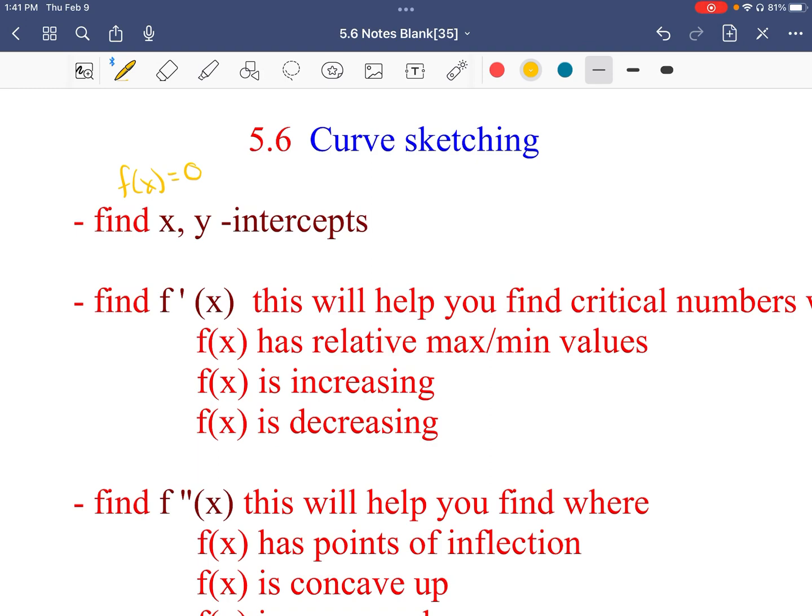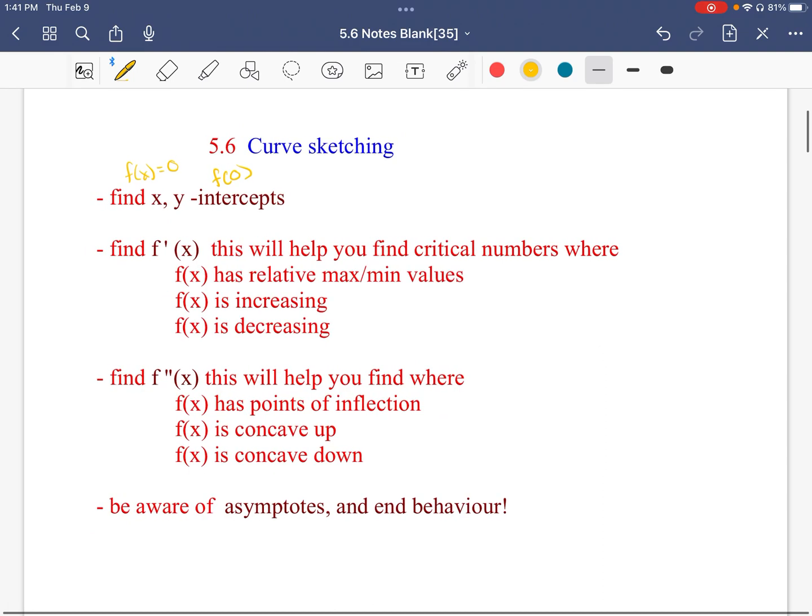Your y-intercepts come from plugging 0 in for your x and figuring out what your y equals. Our first derivative helps us find critical numbers, so where we have relative maximums or minimums, and where our function is increasing or decreasing. We've also got the second derivative. That's going to help us find points of inflection, and it will help us find where we are concave up or concave down. We also want to find those good old asymptotes and some end behavior.